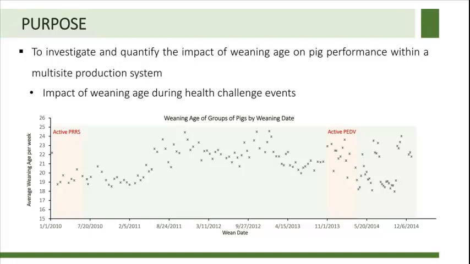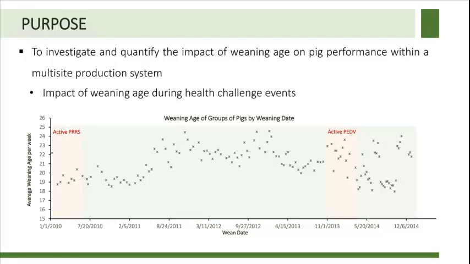So here is just an illustration of the average weaning age of groups of pigs. We decided to use 4 years of data for groups of pigs that were weaned from a single sow farm and went to a very similar, uniform system. But how were the changes in weaning age impacting the further growth performance of pigs?